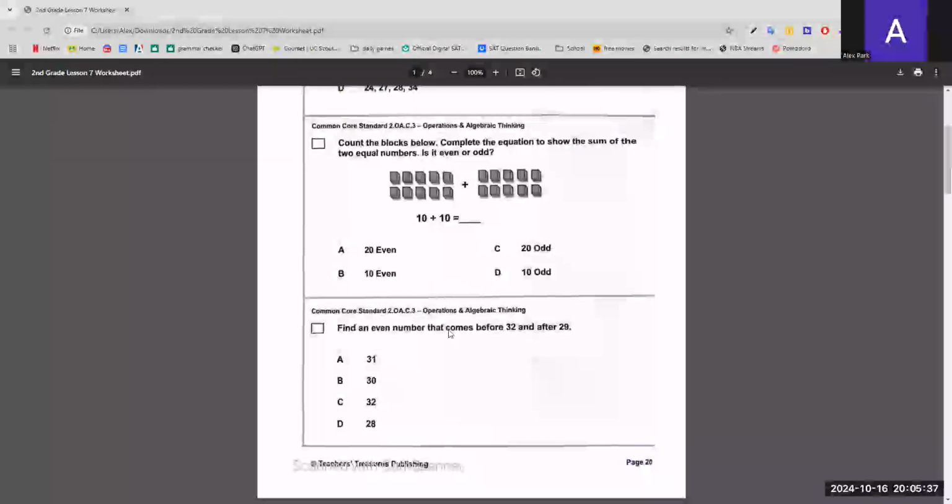All right, number 3, find an even number that comes before 32 and after 29. So numbers after 29: 30, 31, but it also has to be before 32. So these two are the only numbers that we can choose from. That means we can eliminate C and D. So we have to find an even number out of these two, and 0 is one of the numbers that would be even. So number 3 is B.